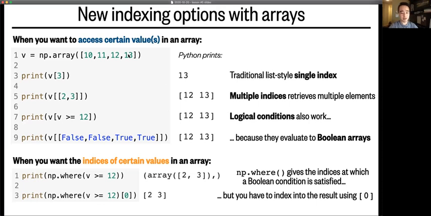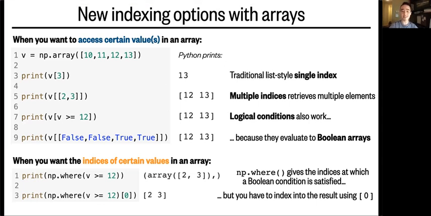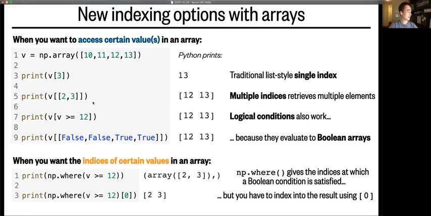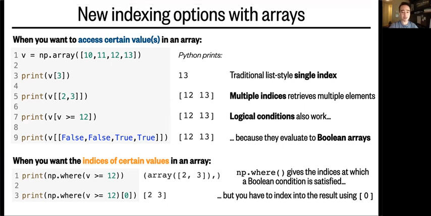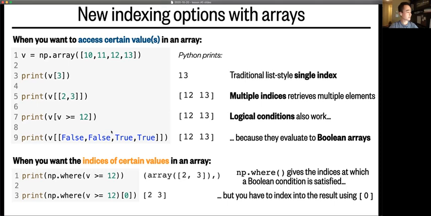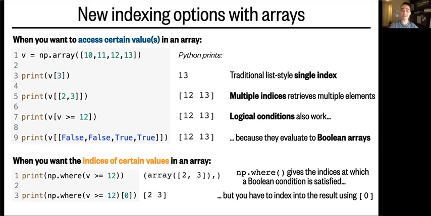This next one is pretty cool. You can actually index using logical conditions. So say you want all the values in the array called v that are greater than or equal to 12. Well, all you do is put that logical condition inside the indexing brackets, and you get back the elements 12 and 13 because those were the ones that were greater than or equal to 12. So you can see over here. And what's really happening when you do that is that v greater than or equal to 12 evaluated to this Boolean array, false, false, true, true, like you saw in the previous slide. And that Boolean array is being used to index into the array v, saying, no, we don't want the first 2 elements, but yes, we do want the last 2 elements.